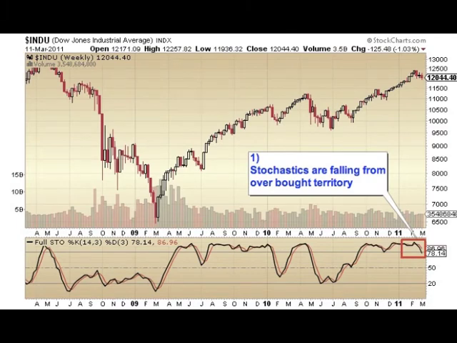The weekly chart, we see the stochastics are falling from overbought territory. They've got a long way to go before they can be oversold, so I don't know if we hit a peak here. I had a target of 12,700 on the Dow. Doesn't look like we're going to quite make it there, at least on this run, and it looks like we're going to continue significantly lower. I'm thinking somewhere around that 11.5 level was probably where we're going to settle.